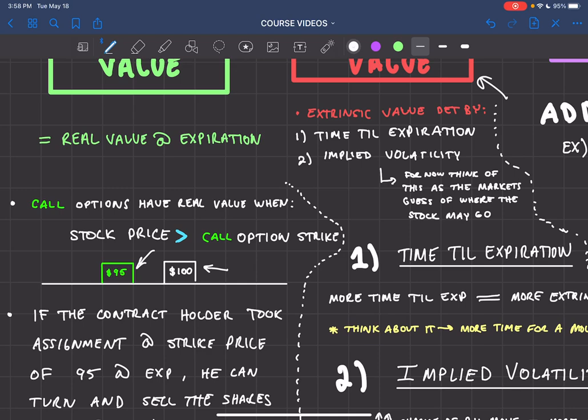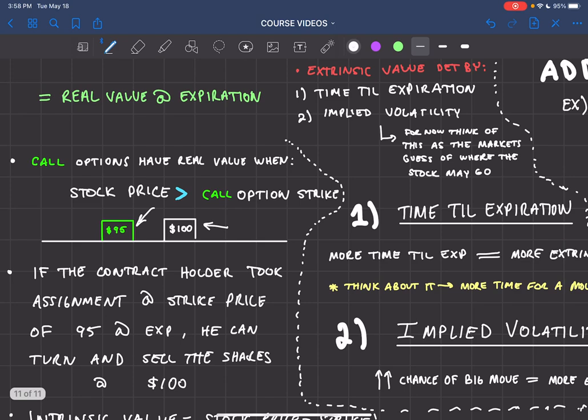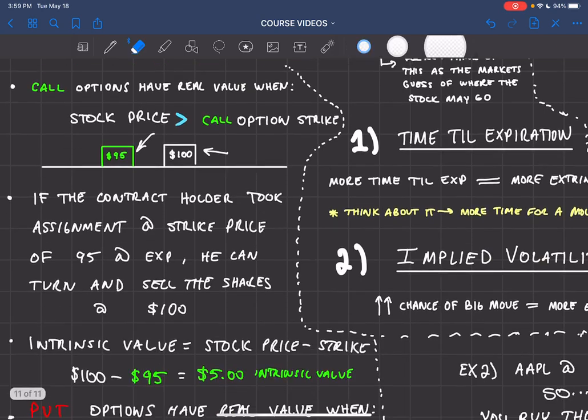Let's say we have the 95 call option contract, and at expiration, the stock is at $100. So right here, if we were to exercise, so we own the 95 call option contract, if we were to exercise this contract and we took assignment at the 95 strike price at expiration, now we own 100 shares at $95 each. But in the market, the stock is at 100. So right then and there, we can turn and sell these shares for 100 and make $5 per share because we own them at 95.